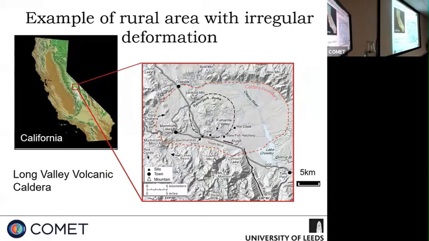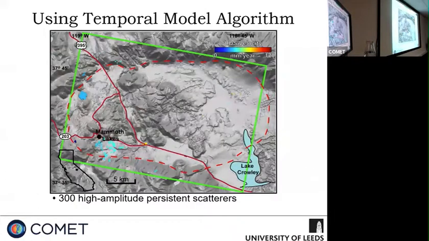So another example, Long Valley volcanic caldera. This is a caldera that expands and contracts, but interspersed with that are periods of quiescence, where it's not doing anything, so it's quiet, and every few months it's moving up or down, then it's quiet again for a while. So your linear deformation doesn't hold in this area. And this is an area of interest. And then these are the results with your temporal model, which is the scatter method.